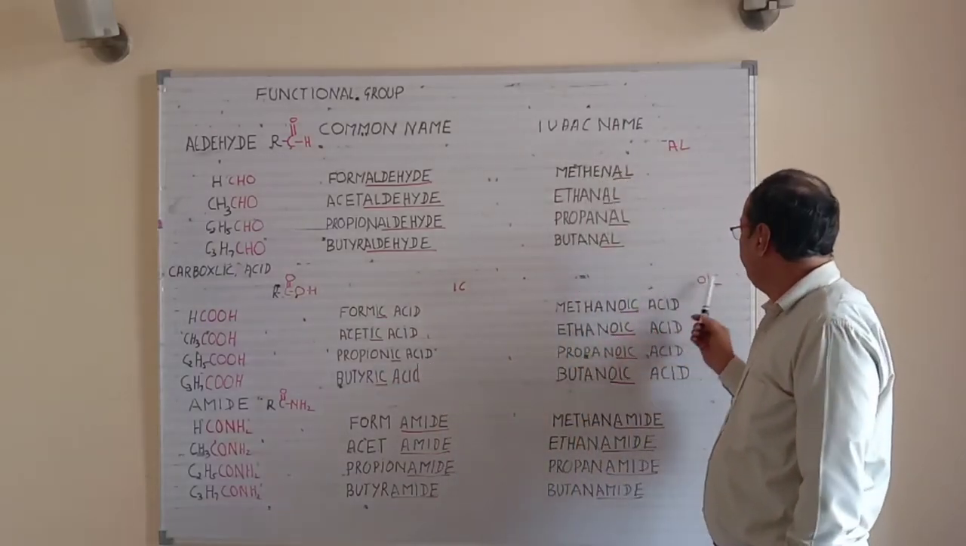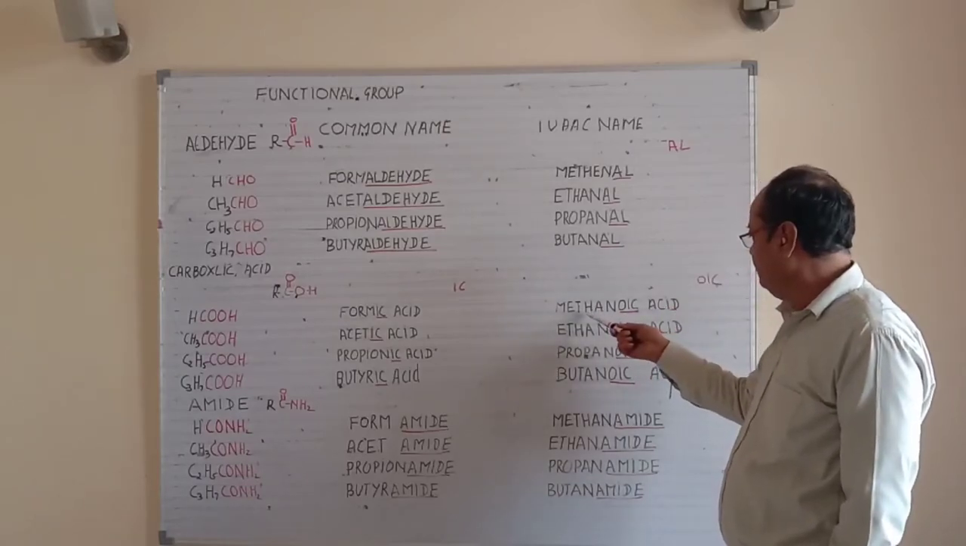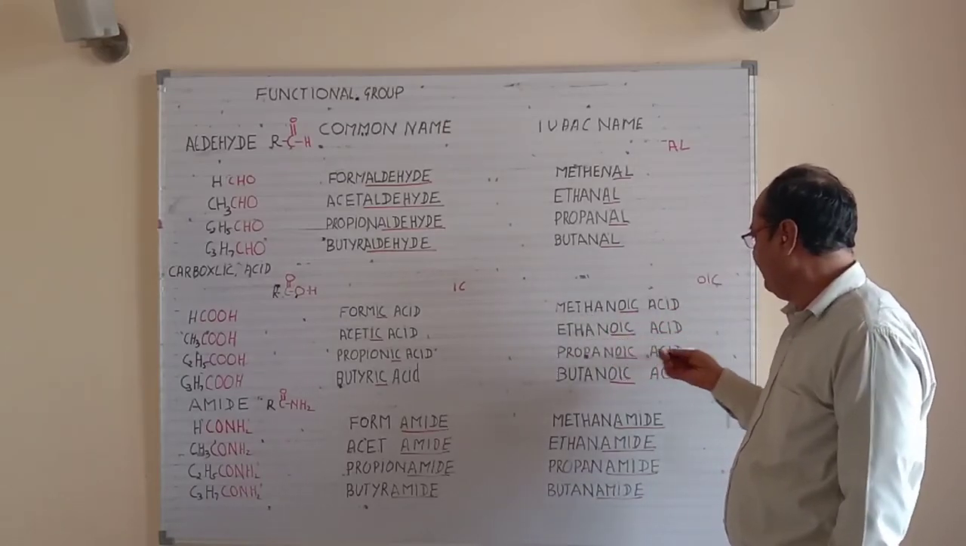In the IUPAC system, we use the word oic with methane, ethane. So it is methanoic acid, ethanoic acid, propanoic acid, and butanoic acid.